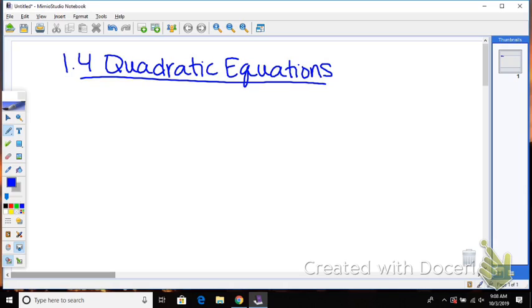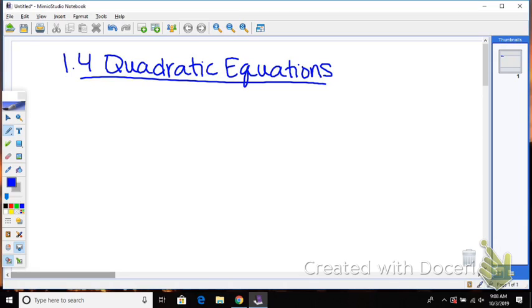Then we do the quadratic formula. That's for the ones that you can't factor, because you can't factor every quadratic. And that's the song: negative b, plus or minus the square root of b squared minus 4ac, all over 2a. Good. That was quiet and calm.